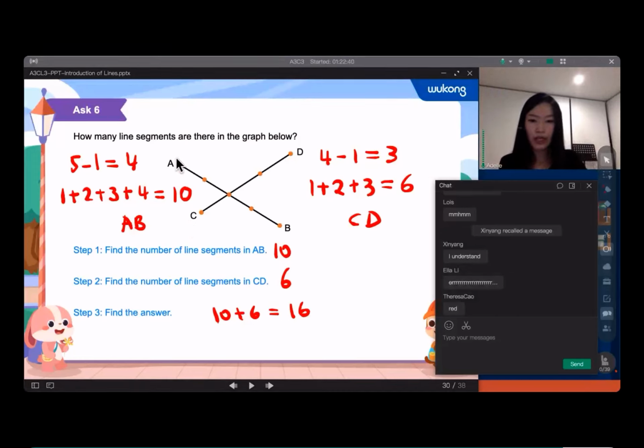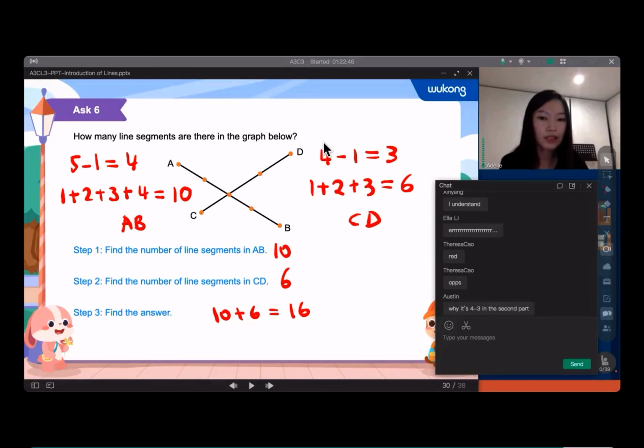So I'm just going to go through it again. Basically what we did is that we look at these two lines separately. We look at the AB and the CD separately.